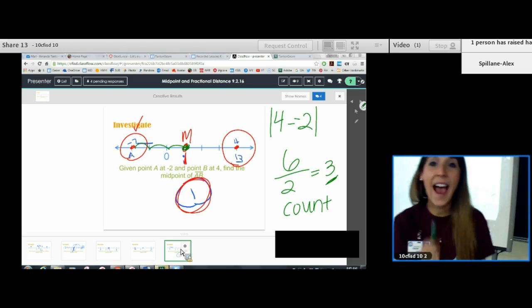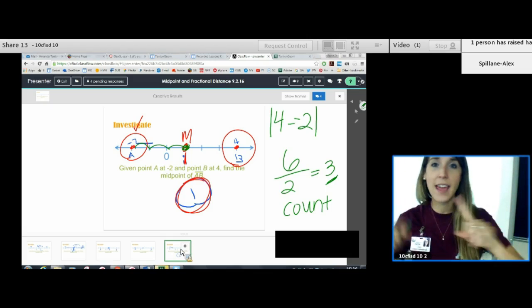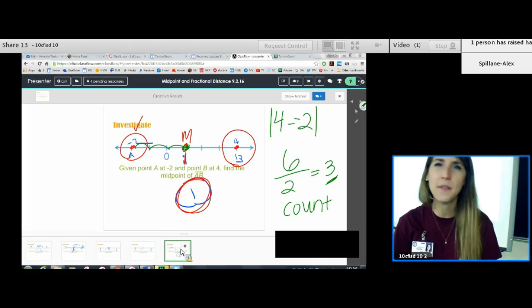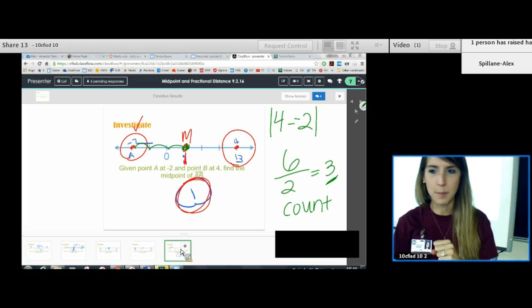I agree with you that that gets us a midpoint. Find the length, divide by 2, and then count. But that sure seems like a lot of steps just to find the middle. That was at least 3 steps. If you count the actual subtracting, it's like 4.